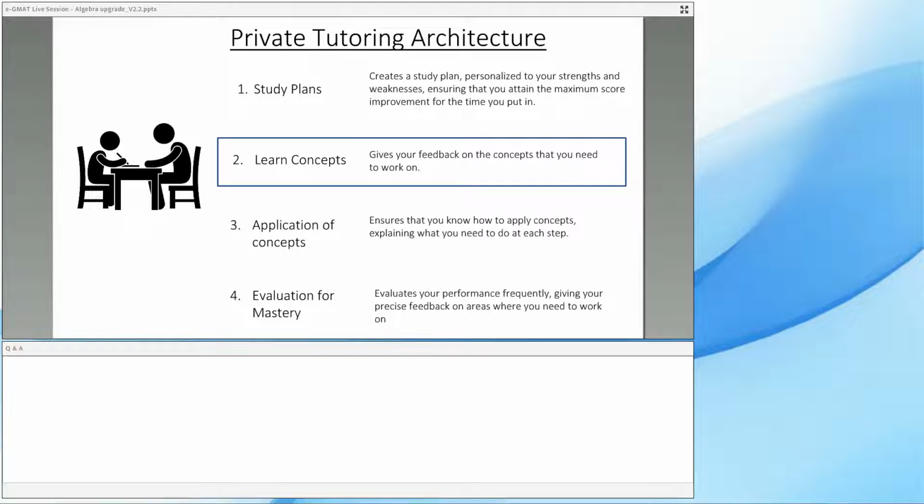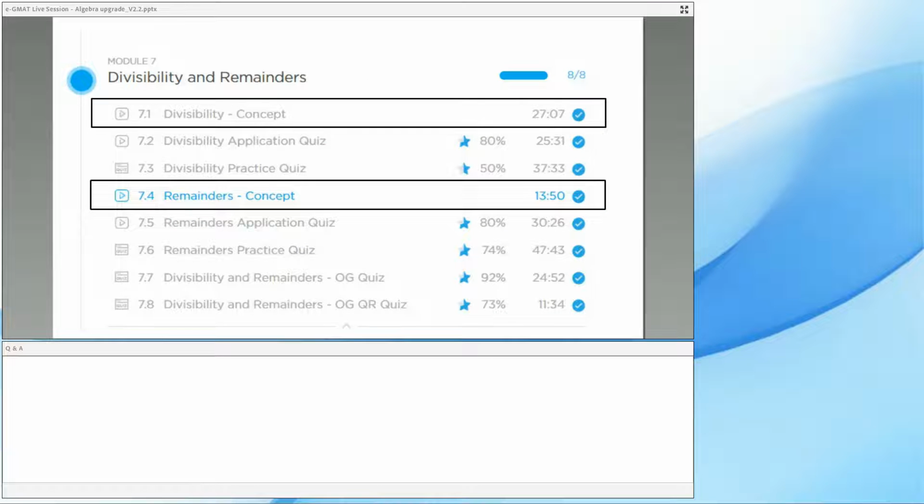So that was about study plans. Now let's see how we teach concepts and constantly give you feedback on those concepts. Here's an example of a divisibility and remainders module within our number properties course. What you see over here is audiovisual lessons in the core concepts. You also see a bunch of practice files. You also see the feedback that we provide to students.